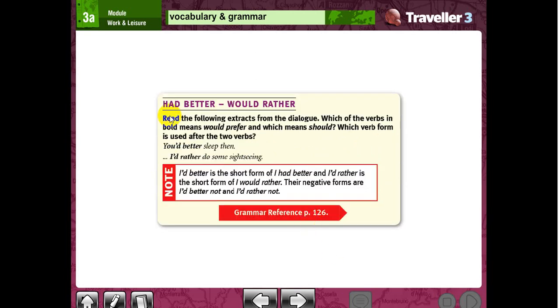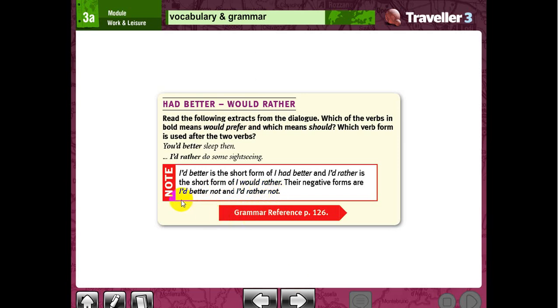Now we are going to discuss the difference between had better and would rather. Had better is like should. Would rather is like prefer. I prefer to do something. Here, you'd better sleep then. I'd rather do some sightseeing. Note, I'd better is the short form of had better, and I'd rather is the short form of would rather.